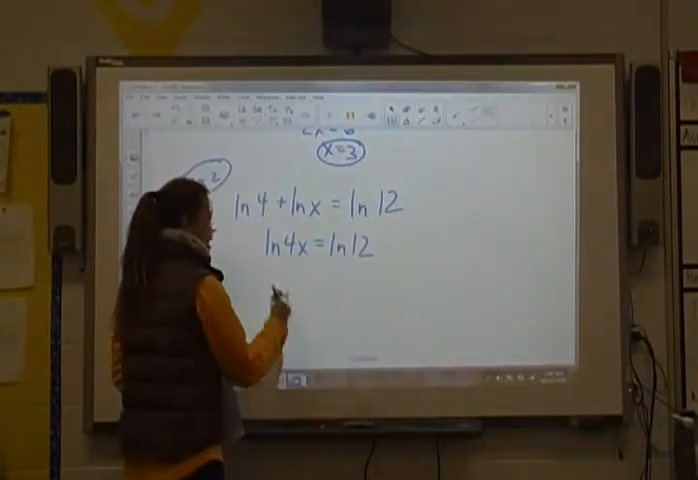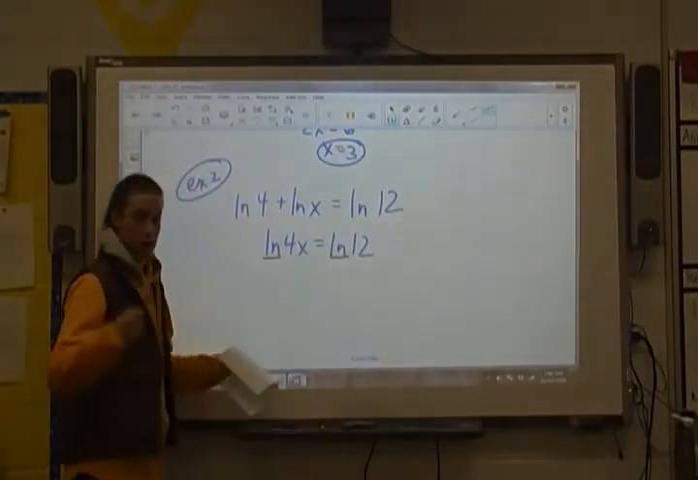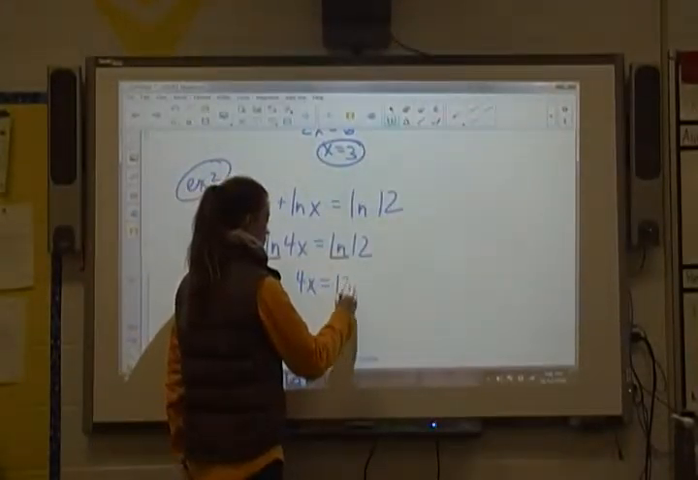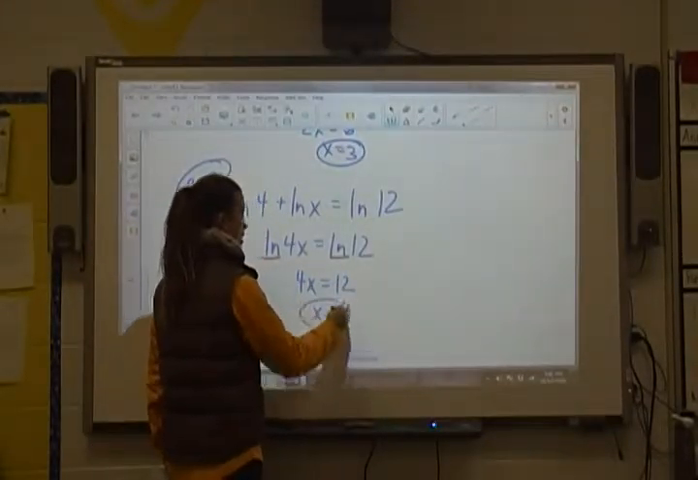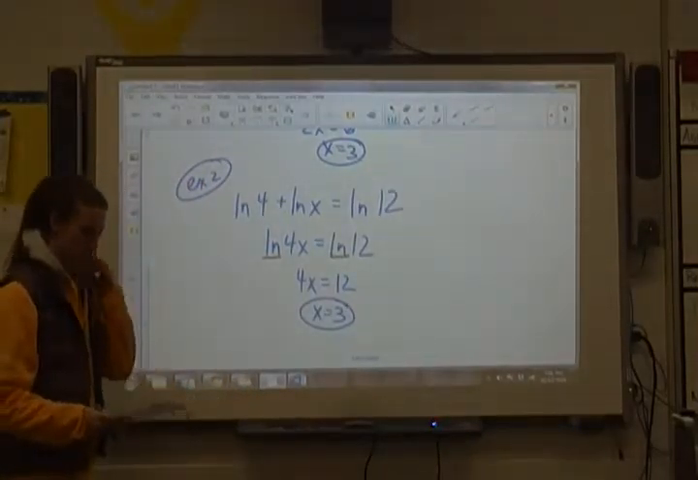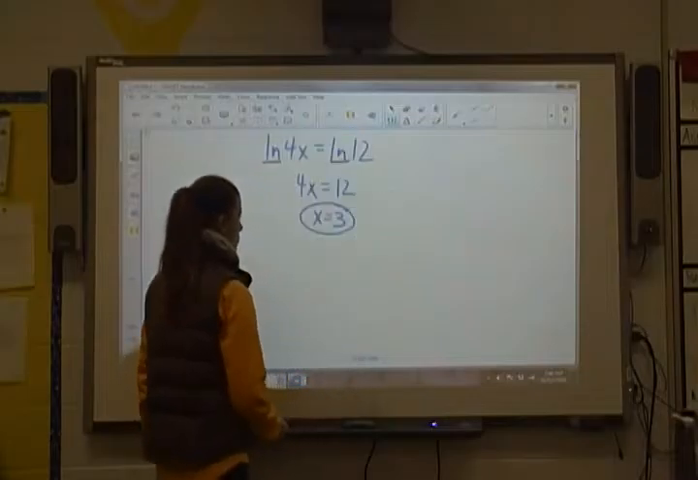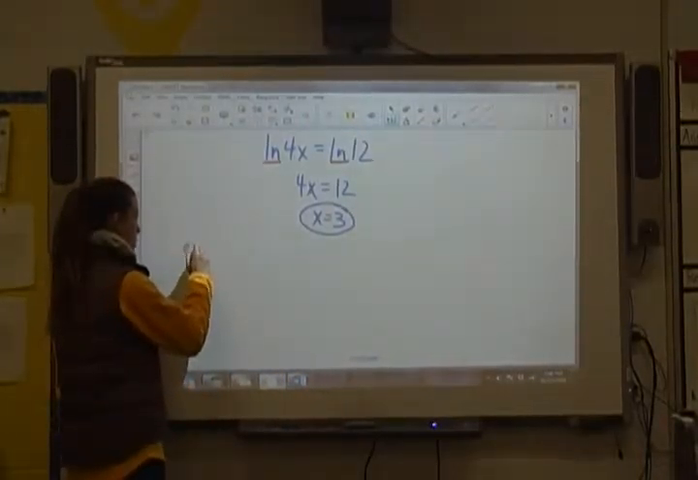Now we have that one-to-one property. This is why it's called that. And we can set 4x equal to 12 and know that x is equal to 3. I promise the answer won't be 3 every time. Let's go to some subtraction or division. Example 3.